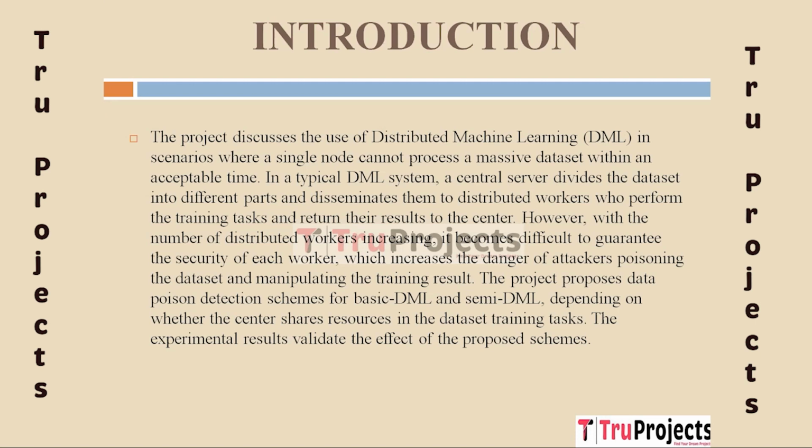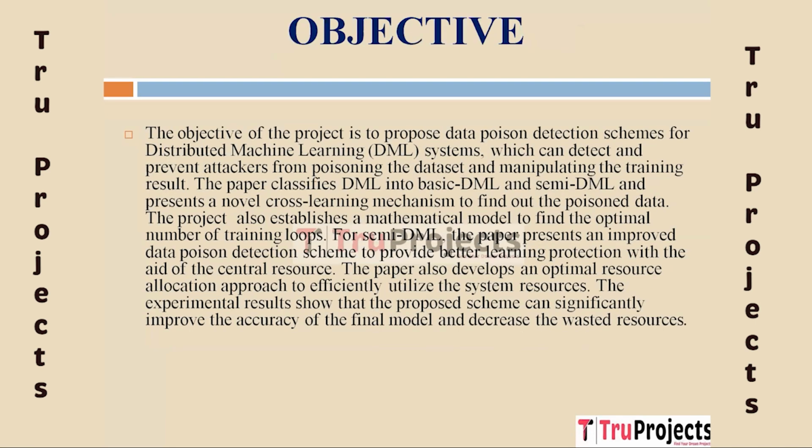Depending on whether the center shares resources in the dataset training activities, the project presents data poison detection strategies for basic DML and semi-DML. The experimental findings support the effectiveness of the proposed strategies. Objective. The project's goal is to offer data poison detection algorithms for distributed machine learning (DML) systems that can detect and prevent attackers from poisoning datasets and influencing training results.